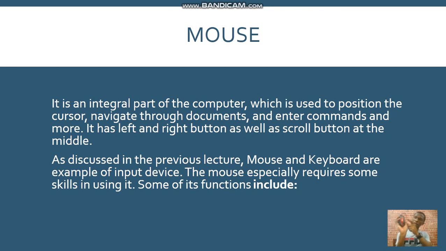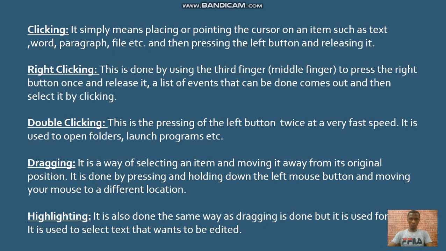So here you see a sensor. This is a sensor. Once this sensor comes in contact with the surface and you move the mouse, you have passed an instruction, and then you can navigate or position the cursor on the screen. So let's proceed to the first part, the functions of the mouse.